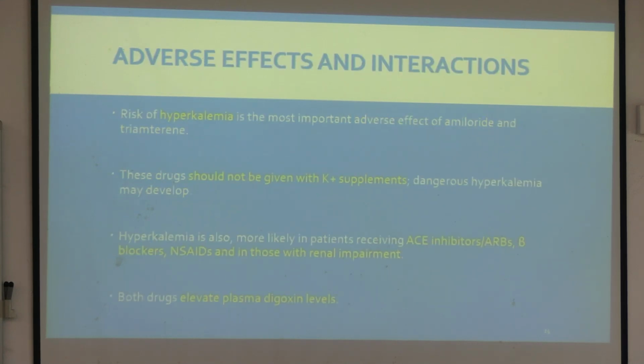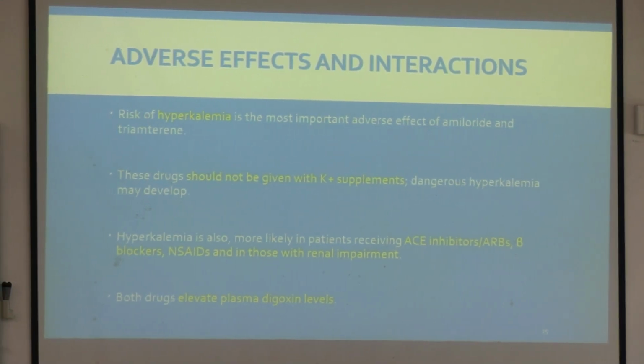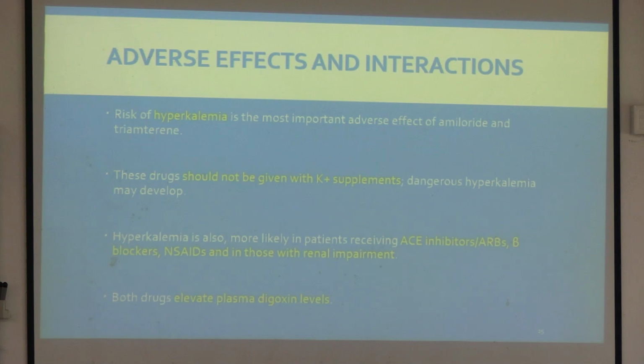Adverse effect like that of spironolactone, risk of hyperkalemia is there. If it is used with potassium supplement or ACE inhibitors or ARBs, dangerous hyperkalemia may occur. With beta blockers and NSAIDs, or with renal impairment, chances of hyperkalemia are also there. It should not be used with potassium supplement. Both drugs elevate plasma digoxin level because of hyperkalemia.